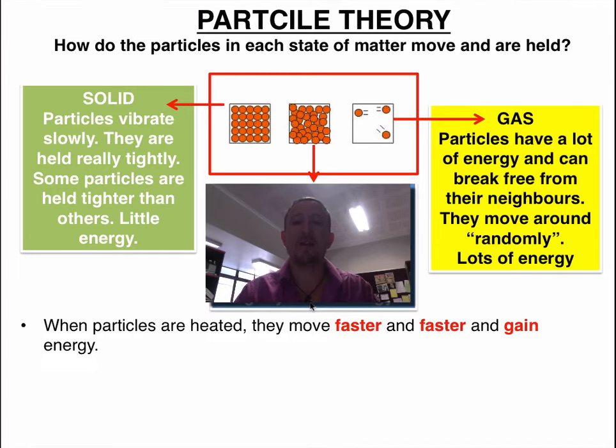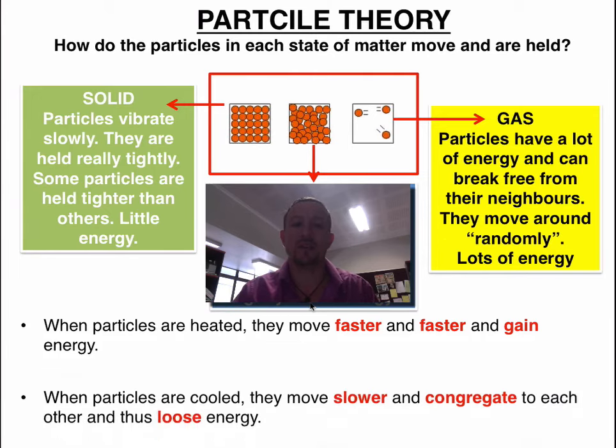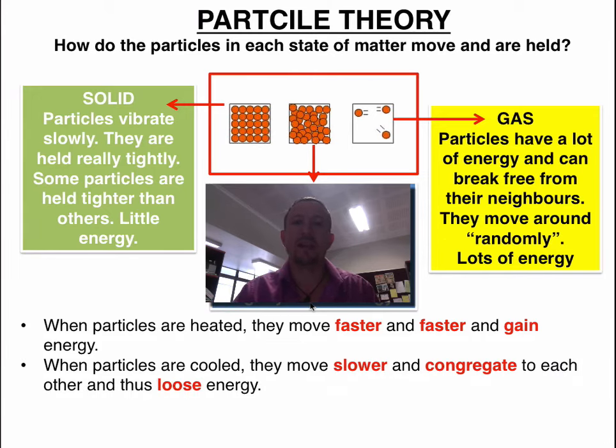So by heating up a particle, we can actually make it faster, and as a result, we can change it into a liquid. And we'll look at that in the next activity. Also, if we take energy away, as in we cool it down, we have the ability that we can change a liquid into a solid, or a gas into a liquid, because we cause the particles to congregate together.